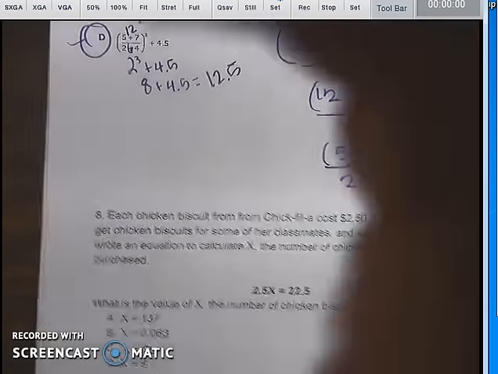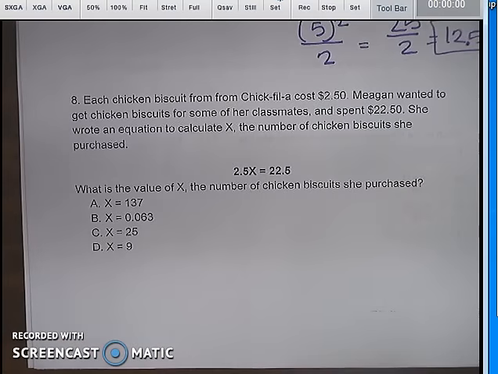Number 8. Each chicken biscuit from Chick-fil-A costs $2.50. Megan wanted to get a chicken biscuit for some of her classmates and spent $22.50. She wrote an equation to calculate X, the number of chicken biscuits she purchased. What is the value of X, the number of chicken biscuits she purchased?